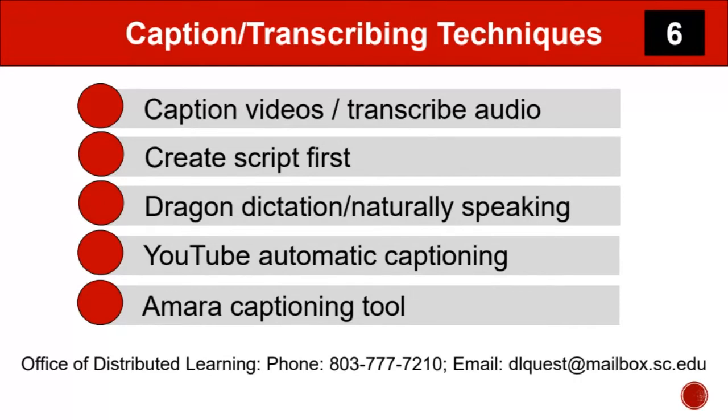So you can use tools like Dragon Dictation or Dragon NaturallySpeaking, which are speech-to-text programs. There's also automatic captioning in YouTube. If you use YouTube to upload, it's pretty accurate. You'll need to go in and add punctuation and just be sure that it's accurate, checking the spelling of those words. If you want to caption a video that's not yours, you can use the Amara captioning tool for that.